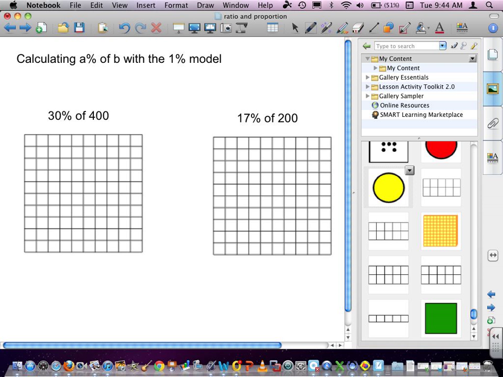So if I need to take 30% of 400, think about that. What is 1%? Try and figure out what 1% of 400 is.